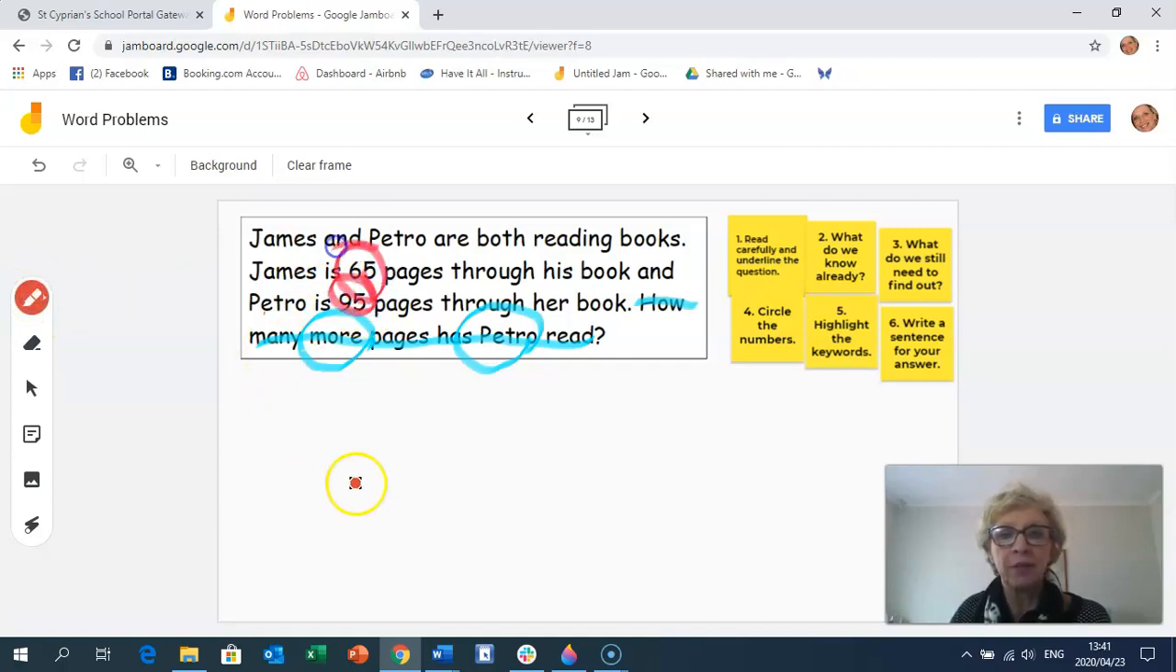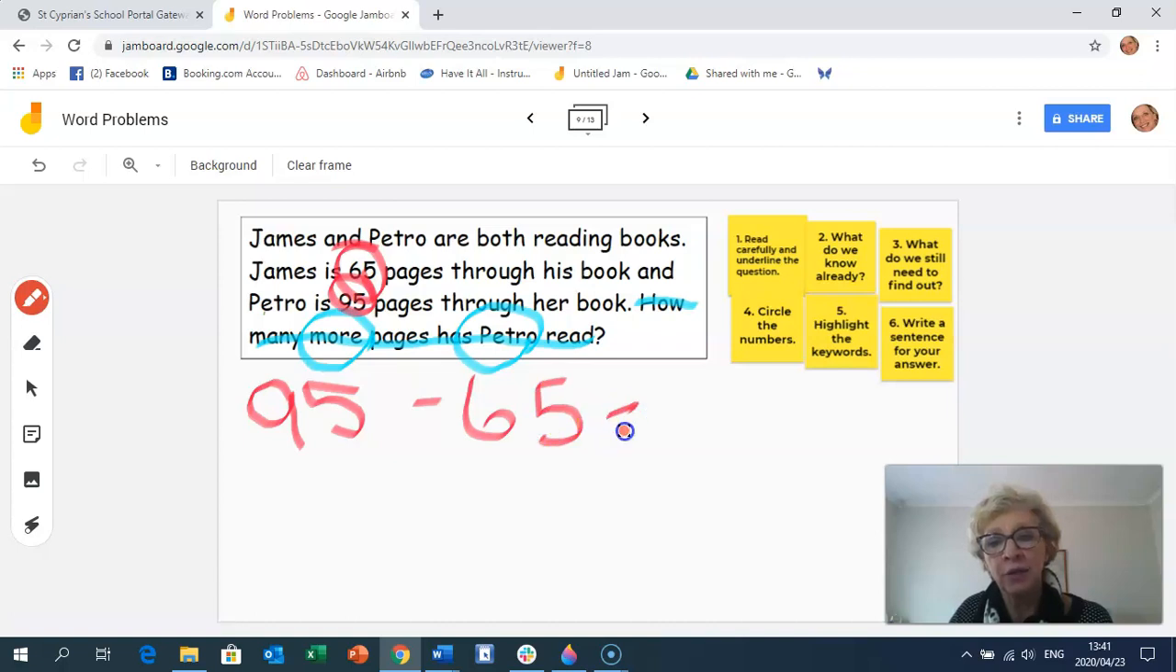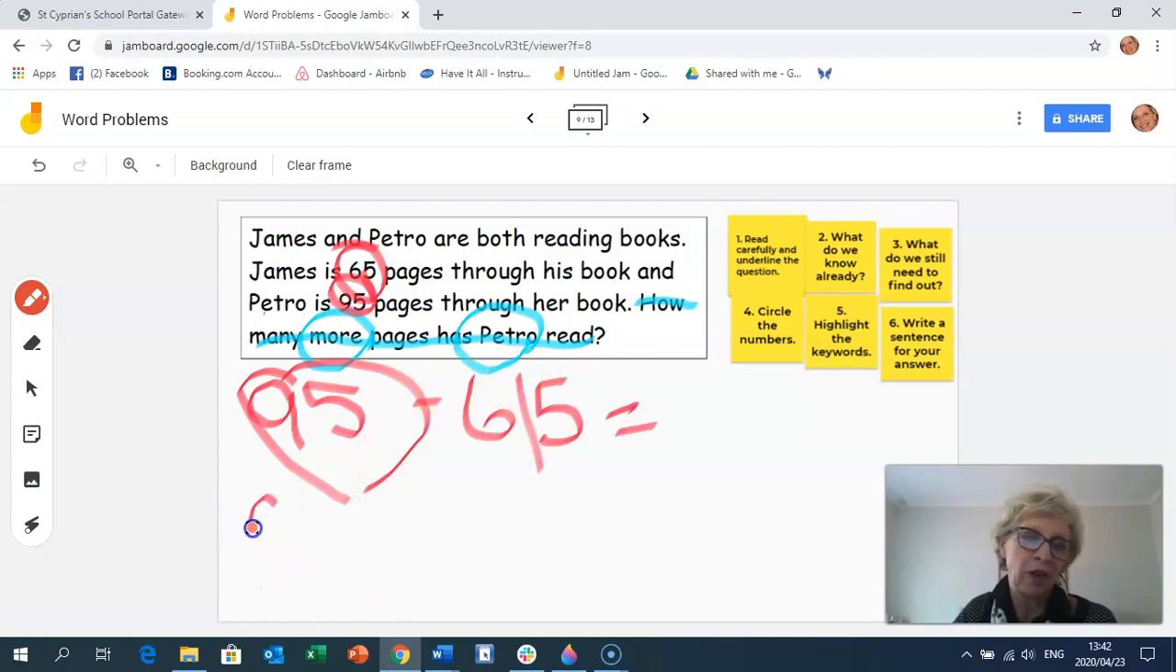the numbers. Now we're circling our numbers. What do we need to find out? How much more did she read than James? So I'm going to write my sum. I'm going to say, right, I need to find the difference. And difference means subtract. 95 minus 65 equals, okay, now I'm going to use lock and split. Now remember, if you go back to some of the lessons I did, one of the lessons I did before was on subtraction methods. I'm going to do lock and split, which is 95 is locked together, and we split 60 and 5. Let's go.